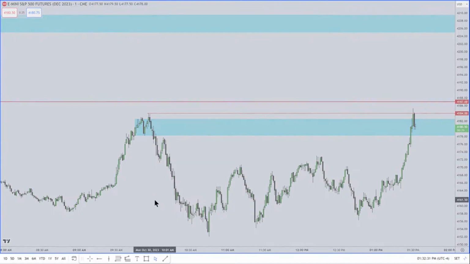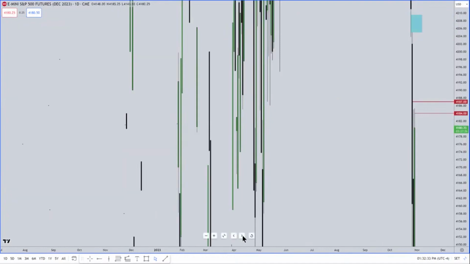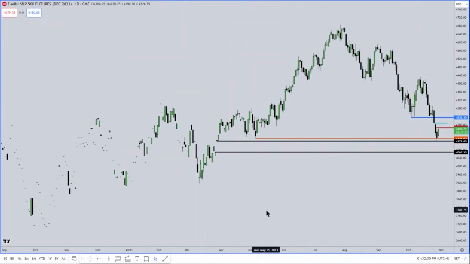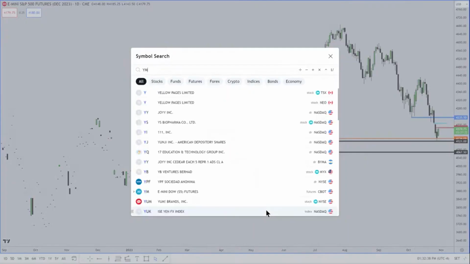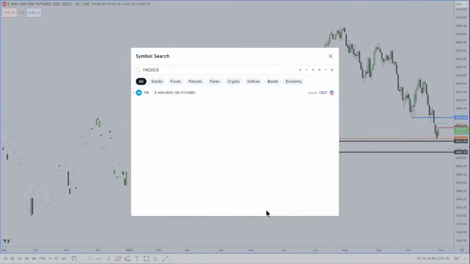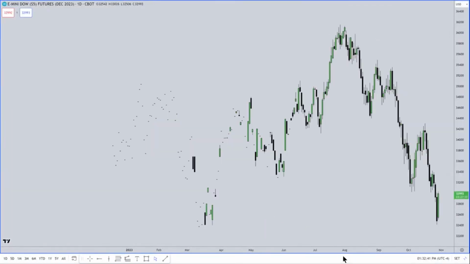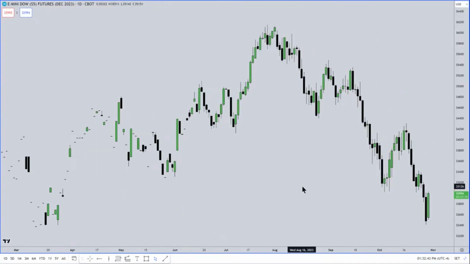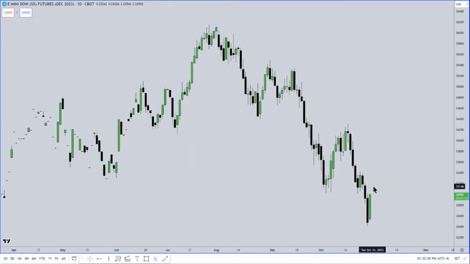Let's go to a daily chart. Look at the Dow, YM Z2023. All right, we have a small little fair value gap. What kind of fair value gap is this? Before I draw it out, what would you call it? Right here. What's that one called?